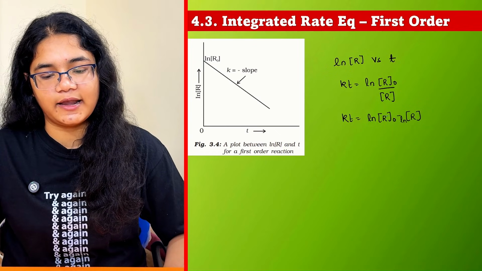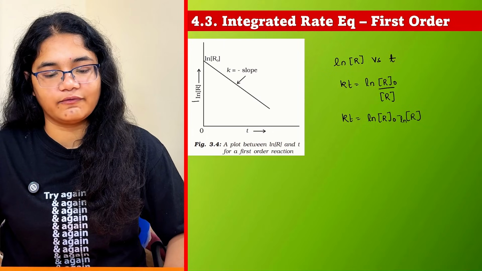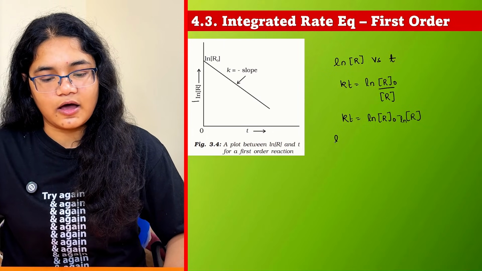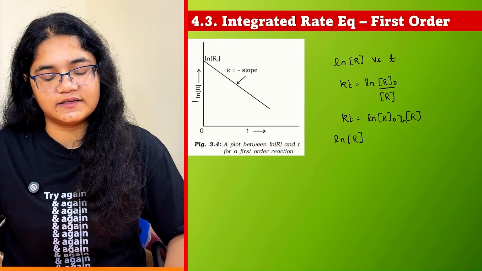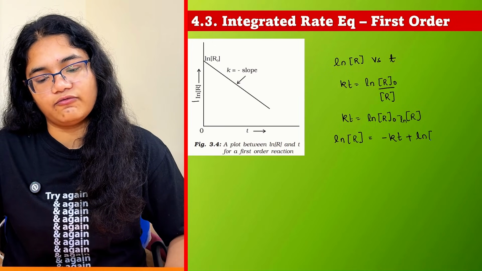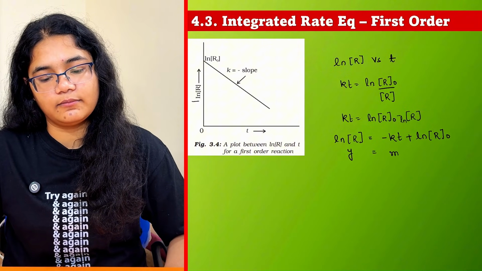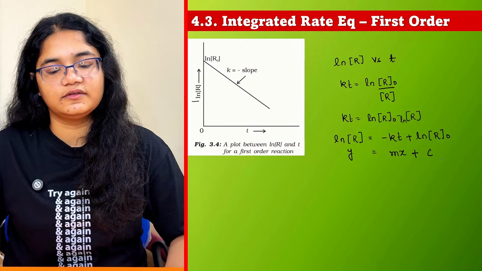Okay, Kt is equal to ln of R naught minus R. Now you need this equation with ln R on one side and t on the other side. So I'll take ln R on this side. ln R is equal to minus Kt plus ln of R naught. Now I can get y is equal to mx plus c.